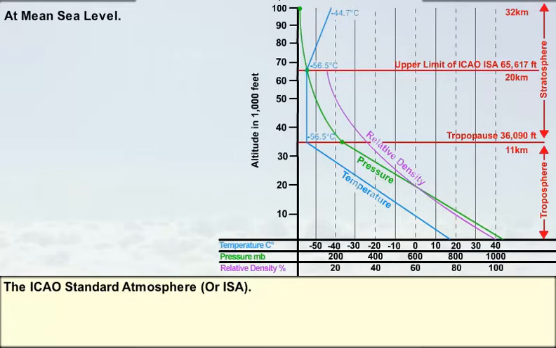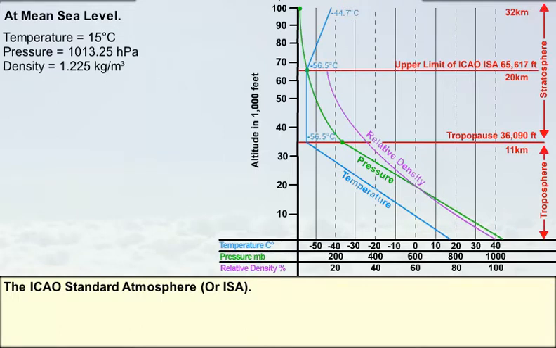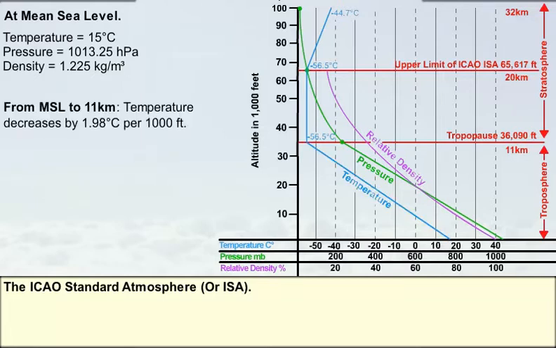ISA assumes that at mean sea level, the temperature is 15 degrees Celsius, pressure is 1013.25 hectopascals, and the density is 1.225 kilograms per meter cubed. From mean sea level to 11 kilometers or 36,090 feet, the temperature decreases by 1.98 degrees Celsius per 1,000 feet or 0.65 degrees Celsius per 100 meters.